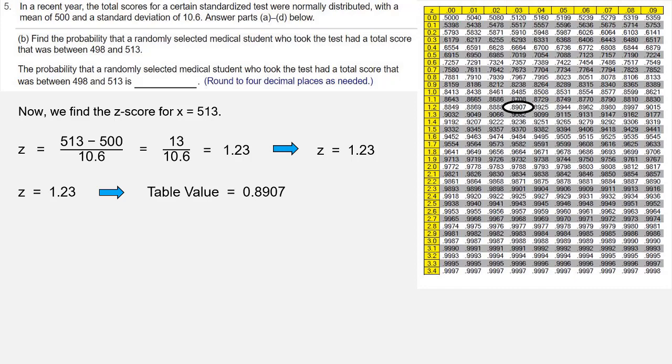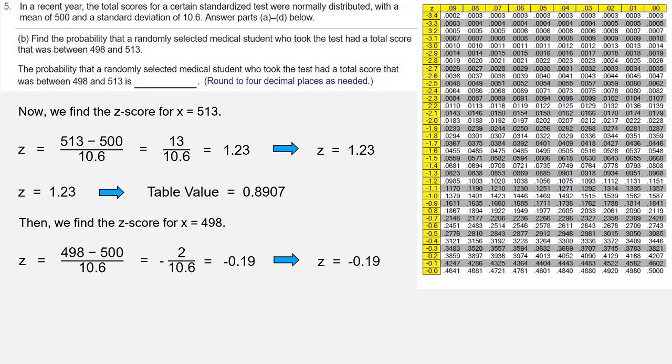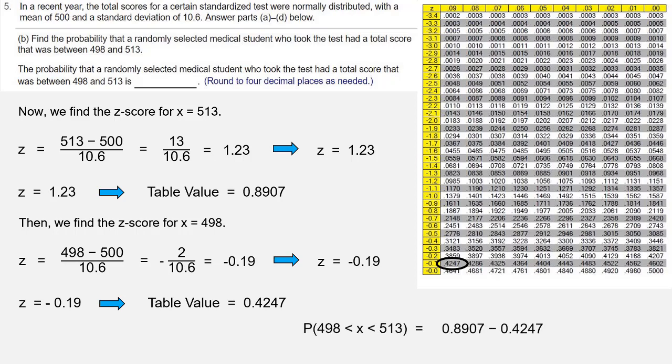Then we'll find the z-score for x equals 498. We use the same formula, but it's 498 minus 500 over 10.6, which is negative 2 over 10.6, which is negative 0.19. So that's our z-score. Since that z-score is negative, we need the negative side of the standard normal distribution table. When z is negative 0.19, we find a table value that's equal to 0.4247. So now to compute this area and therefore the probability, we're going to do the right-hand table value minus the left-hand table value, which is 0.8907 minus 0.4247, which ends up being 0.4660. And that's your answer for part B.